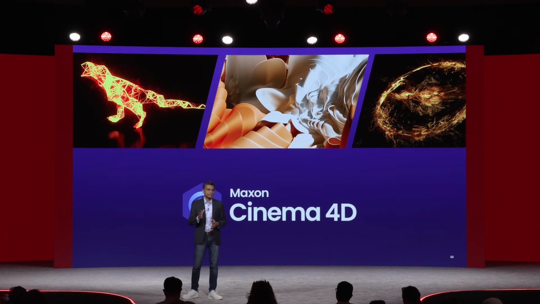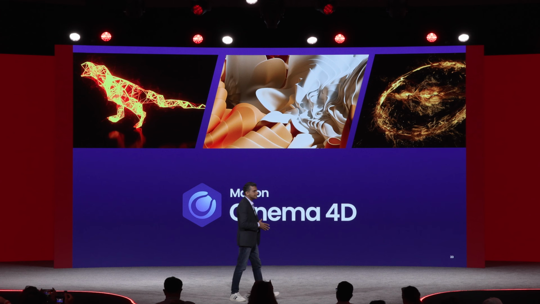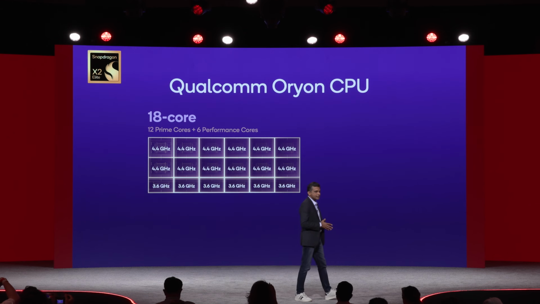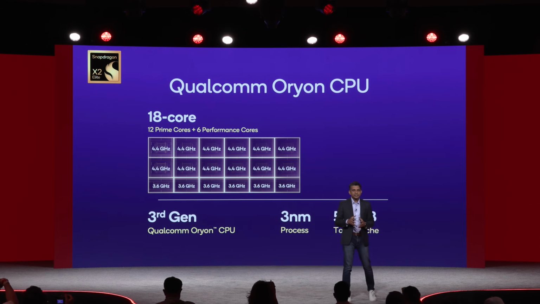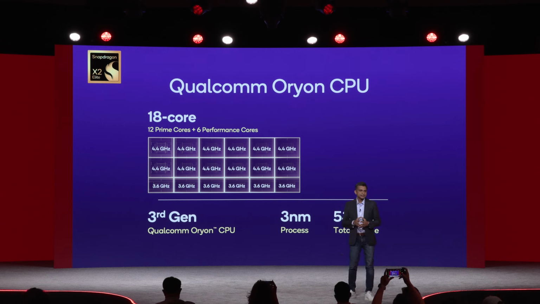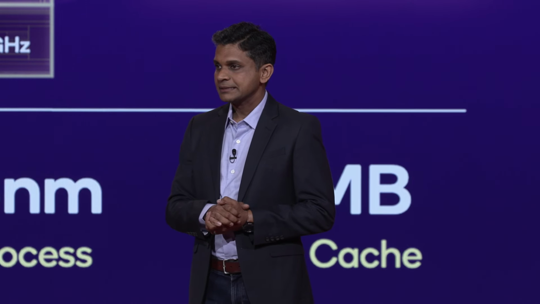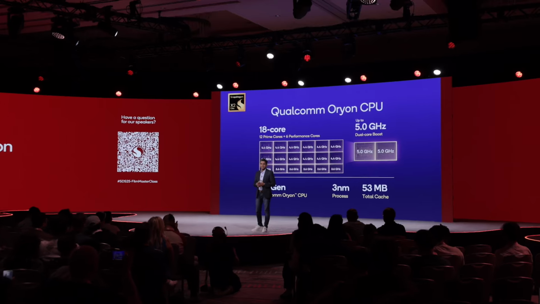The Snapdragon X2 Elite platform is built to meet the needs of such applications. It has the Orion Gen 3 18-core CPU with 12 prime and 6 performance cores that can run up to 5 gigahertz in a dual-core boost mode. This 18-core beast lets you run heavily multi-threaded applications extremely efficiently.